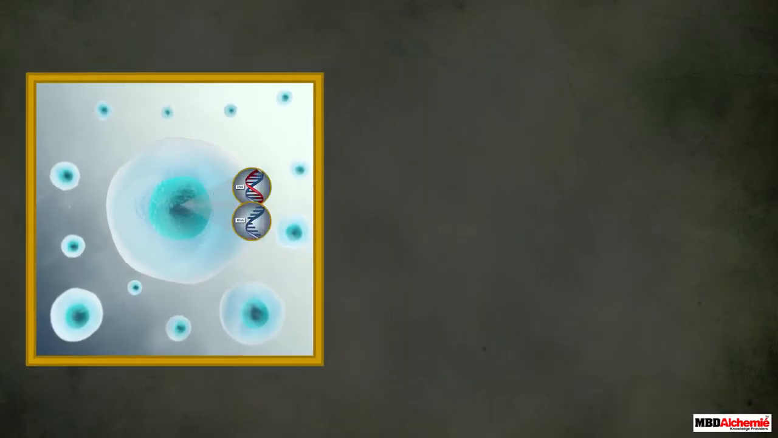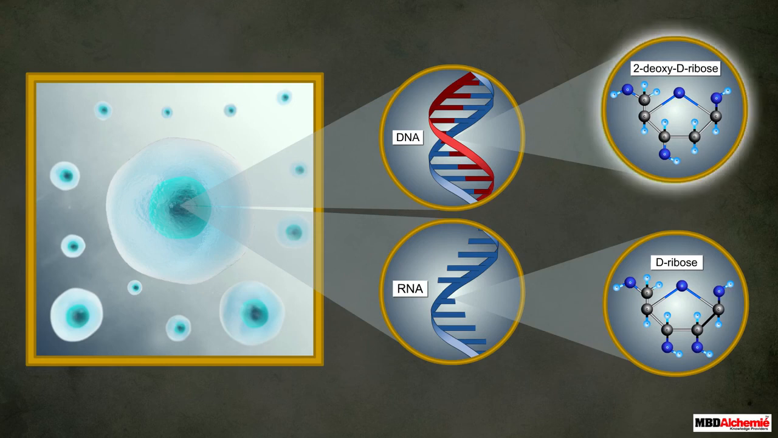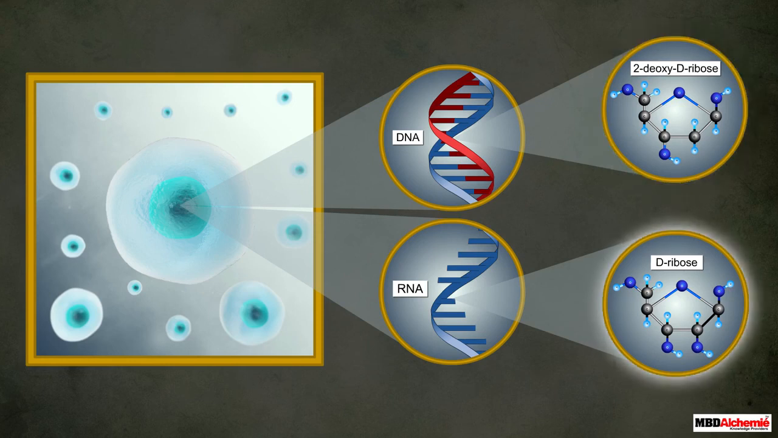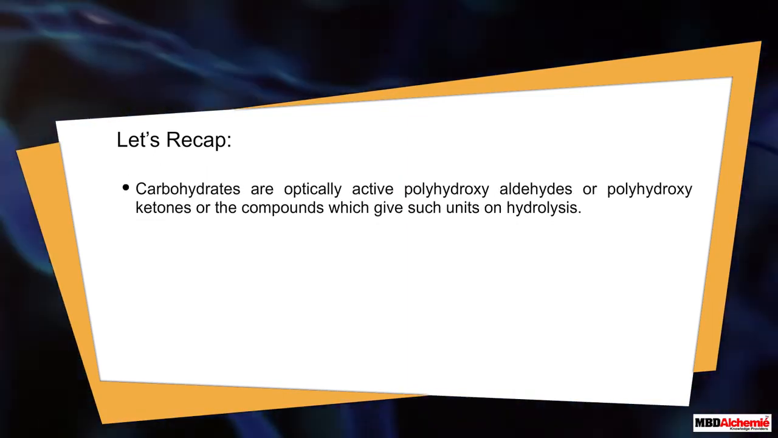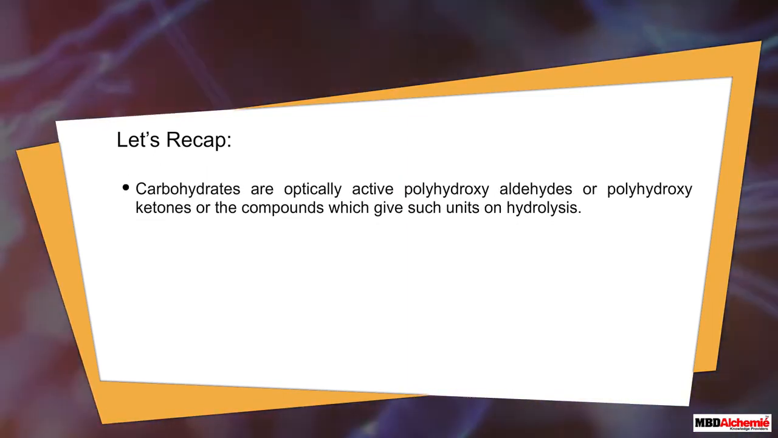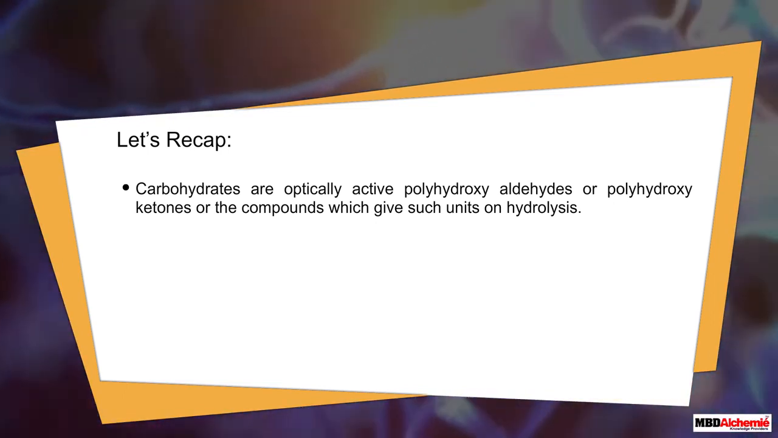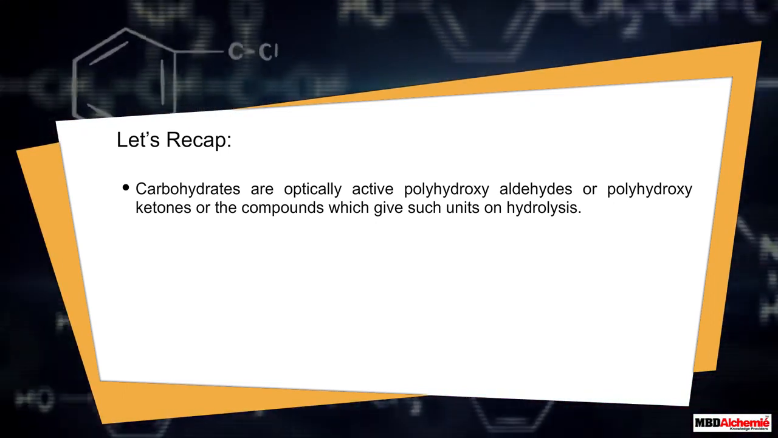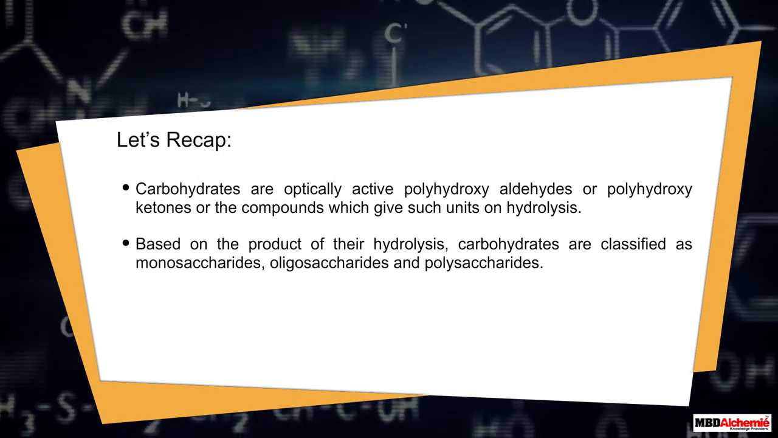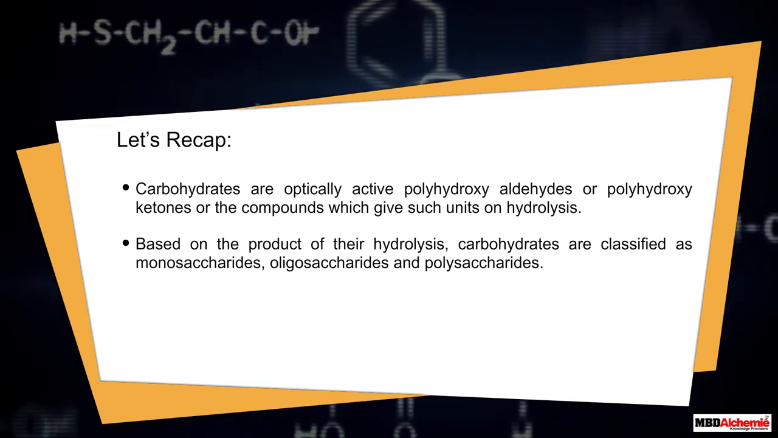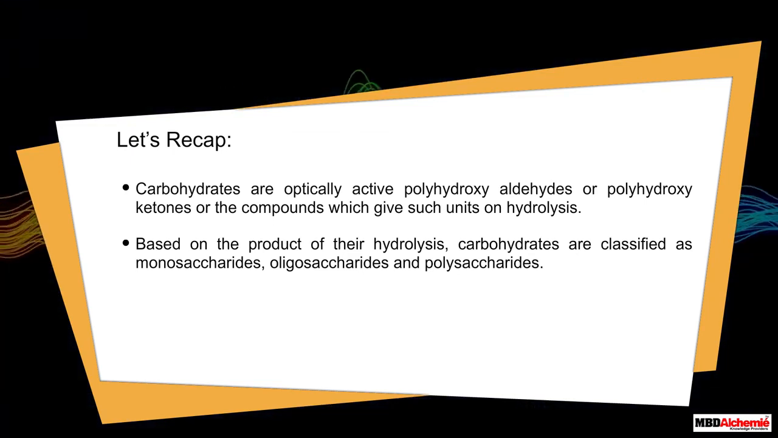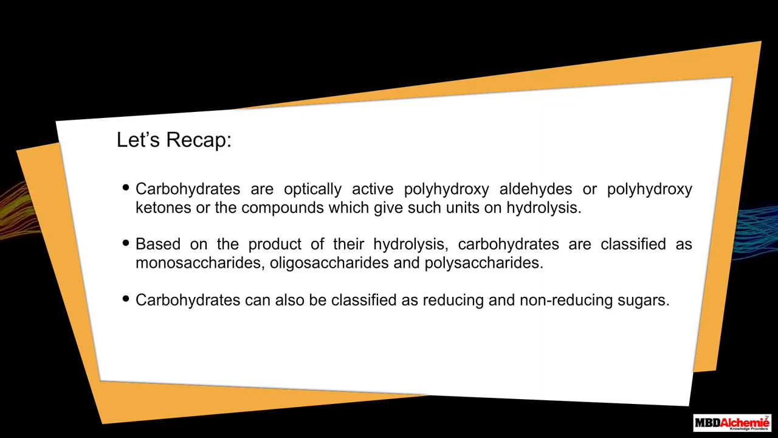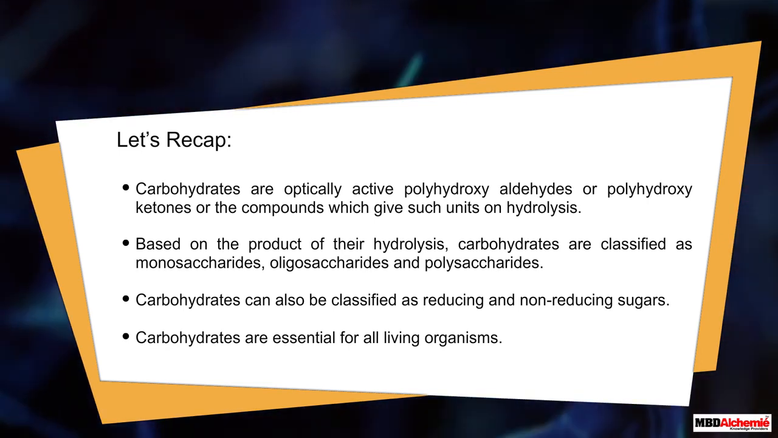Other than that, the 2 simple carbohydrates, 2-deoxy-D-ribose and D-ribose, are present as the main constituents of nucleic acids, DNA and RNA. Let's recap. Carbohydrates are optically active polyhydroxyaldehydes or polyhydroxyketones, or the compounds which give such units on hydrolysis. Based on the product of their hydrolysis, carbohydrates are classified as monosaccharides, oligosaccharides, and polysaccharides. Carbohydrates can also be classified as reducing and non-reducing sugars. Carbohydrates are essential for all living organisms.